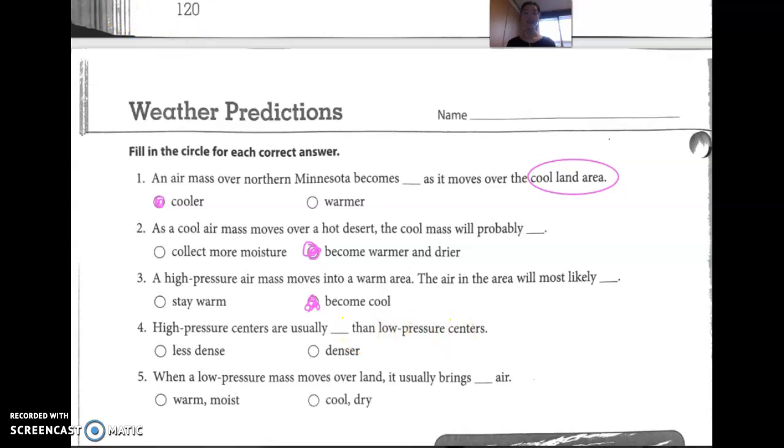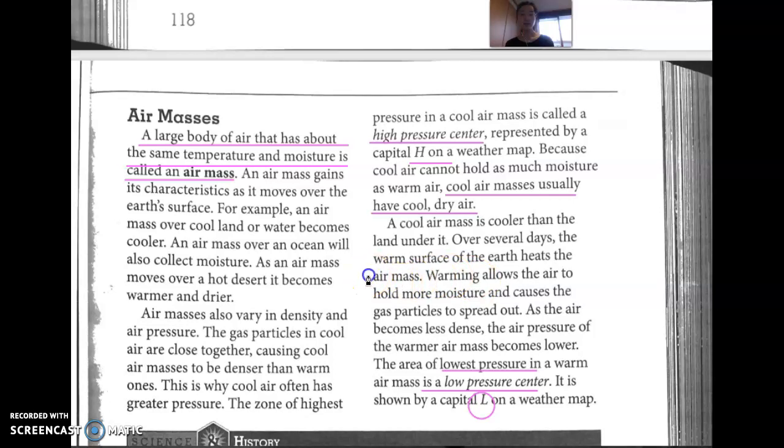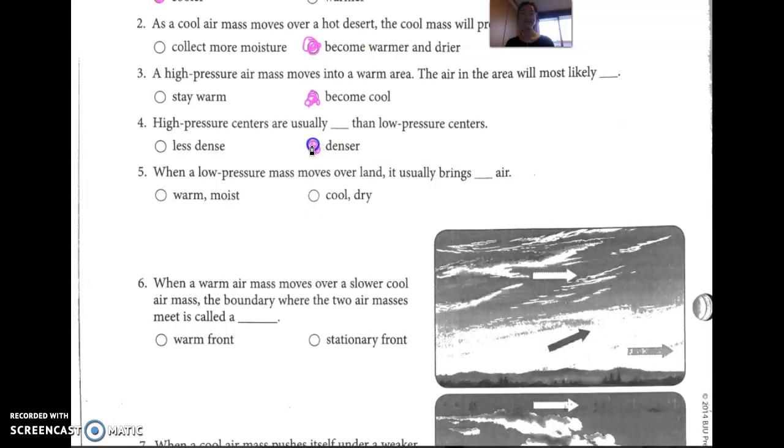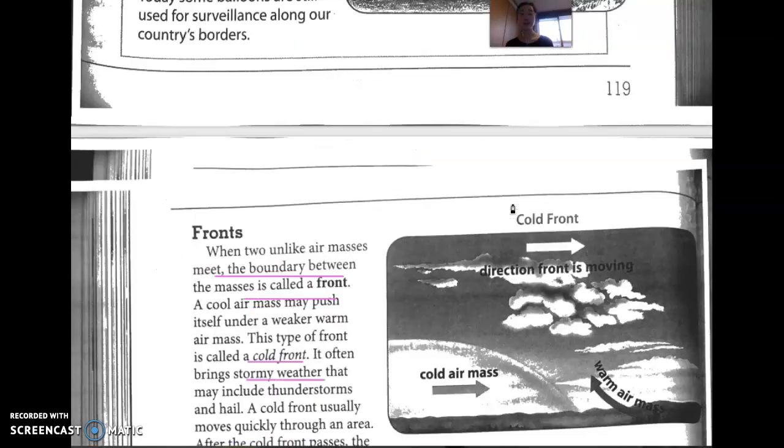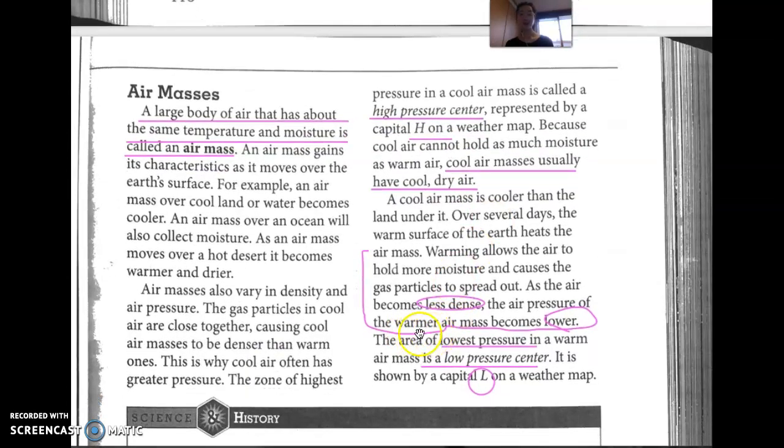So do you guys remember that? So it says, warming allows the air to hold more moisture and causes the gas particles to spread out. As the air becomes less dense, the air pressure of the warmer air mass becomes lower. So lower pressure, less dense, right? So high pressure centers are more dense than the low pressure center. That's a confusing sentence, right? When a low pressure mass moves over land, it usually brings what type of air? Okay. It says it brings warmer air.